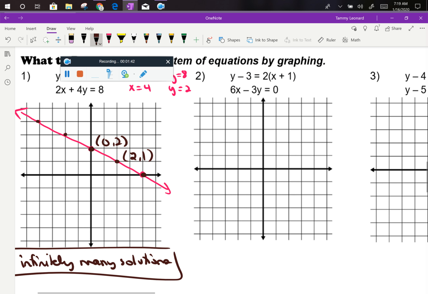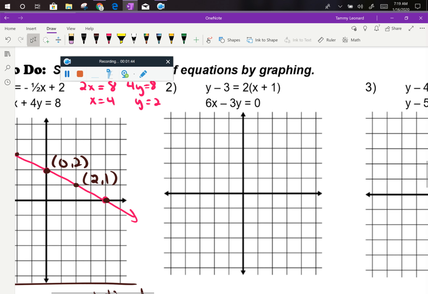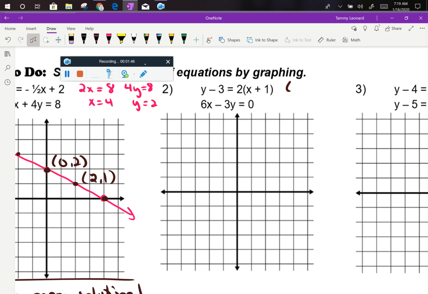In question 2, we've got a point slope equation to start with. So we can see that that's going to go through the point -1, +3, and that we will have a slope of 2. So I'm going to start at -1, +3. I'm going to go up 2, right 1, and down 2, left 1 to get all the way across the grid.